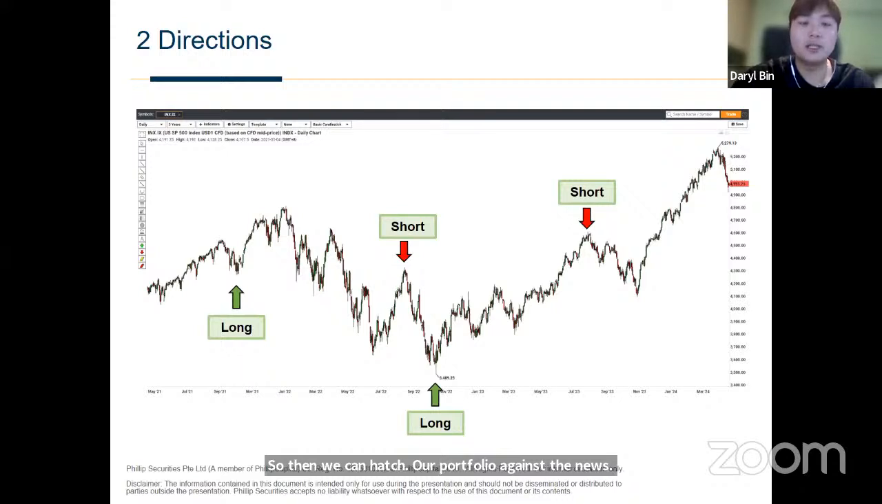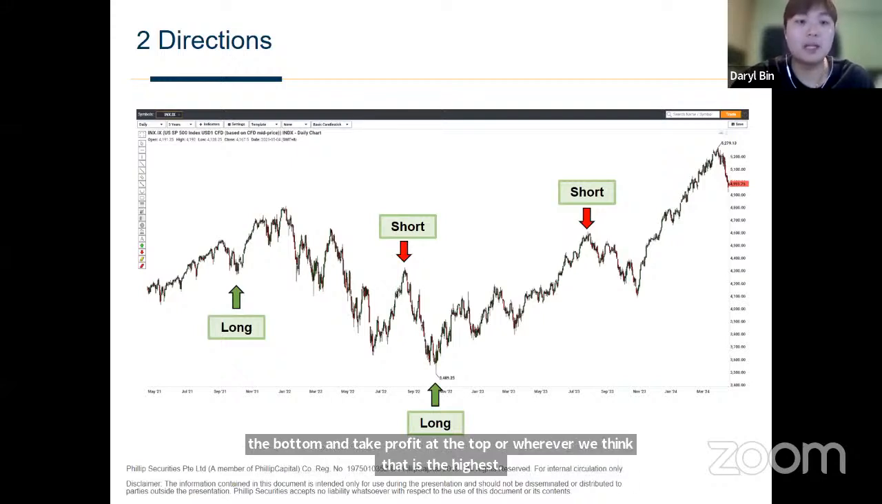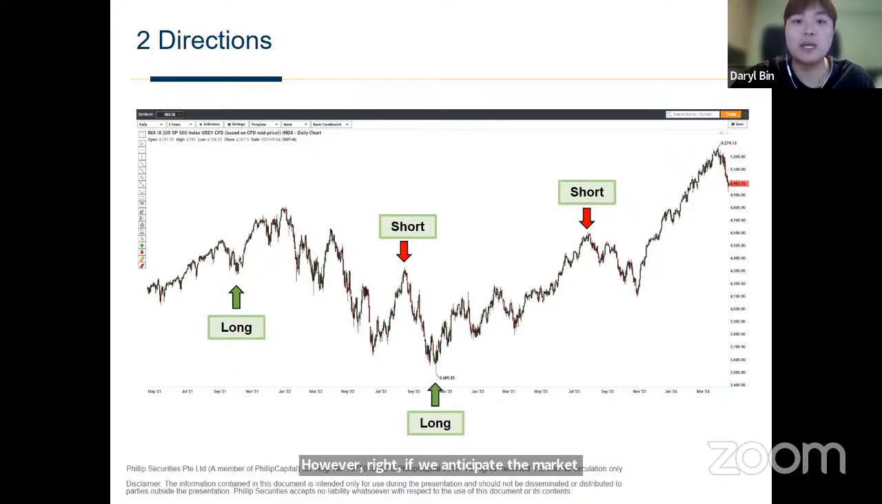Using S&P 500 as an example to explain how we can trade in two directions using CFD, whenever we think that the market will go up, we can long at the bottom and take profit at the top, or wherever we think is the highest. However, if we anticipate the market starting to fall, then we can immediately short the market and we are not restricted by any market directions. We can profit in both rising and falling markets.